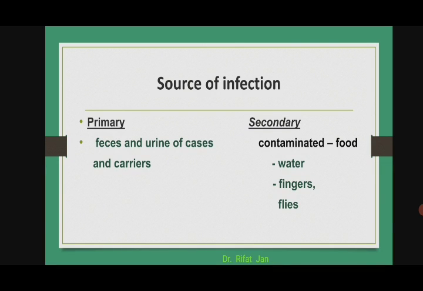Source of infection is primary and secondary. The primary sources are the feces and urine of the cases and carriers. Secondary sources are contaminated food, water, fingers, and flies.